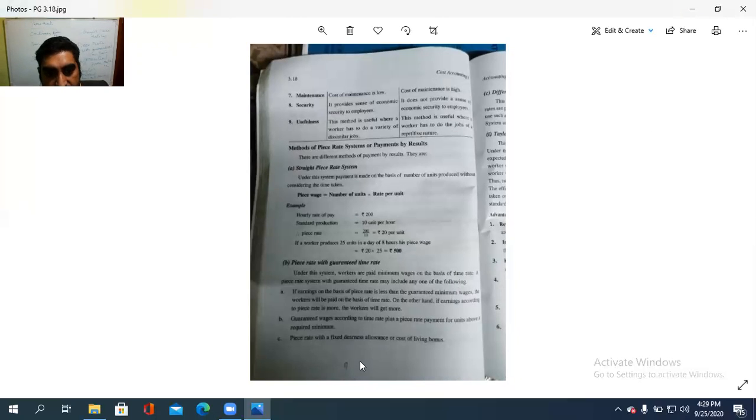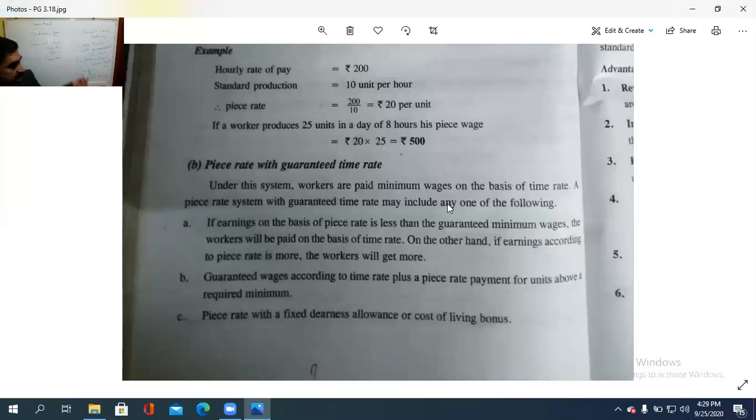Then the second one is the piece rate system with a guaranteed time rate. Under this system, workers are paid the minimum wages.